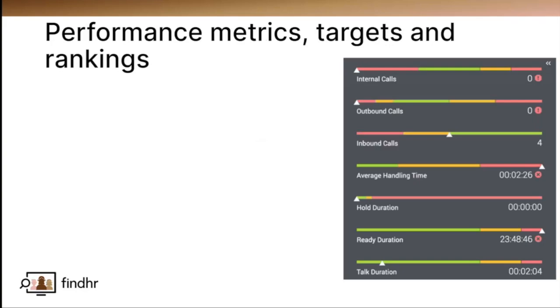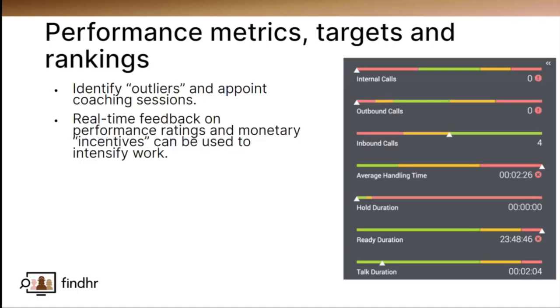So we're going to look at different things that this technology allows you to do in a call center. The first is around performance metrics, targeting, and ranking. You can identify outliers and automatically appoint coaching sessions to employees if you see they're not performing as well as others. You can get real-time feedback on performance ratings, and monetary incentives can be used to incentivize work, all on a quite individualized basis.